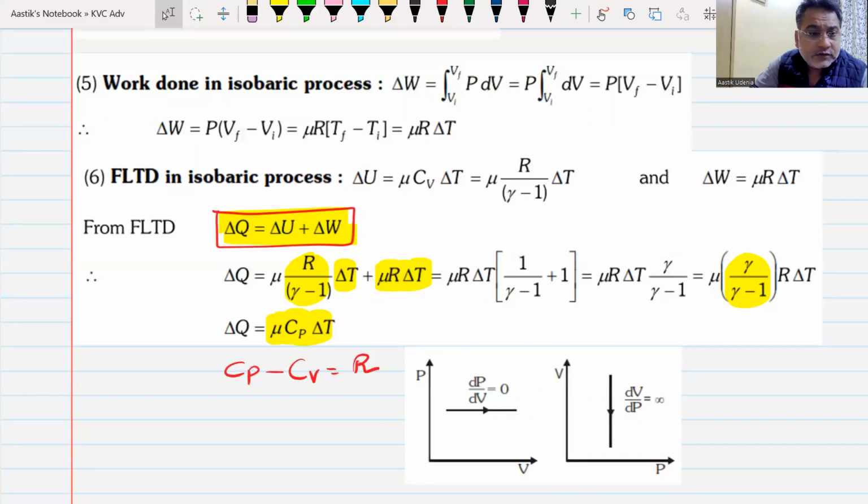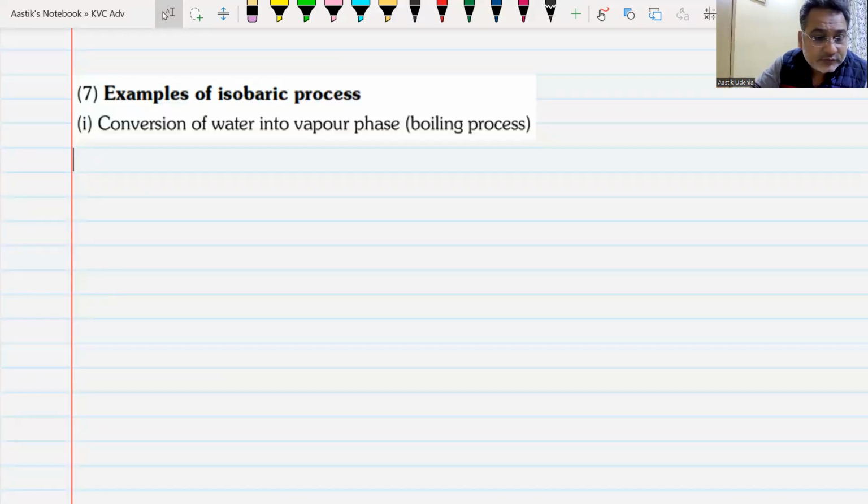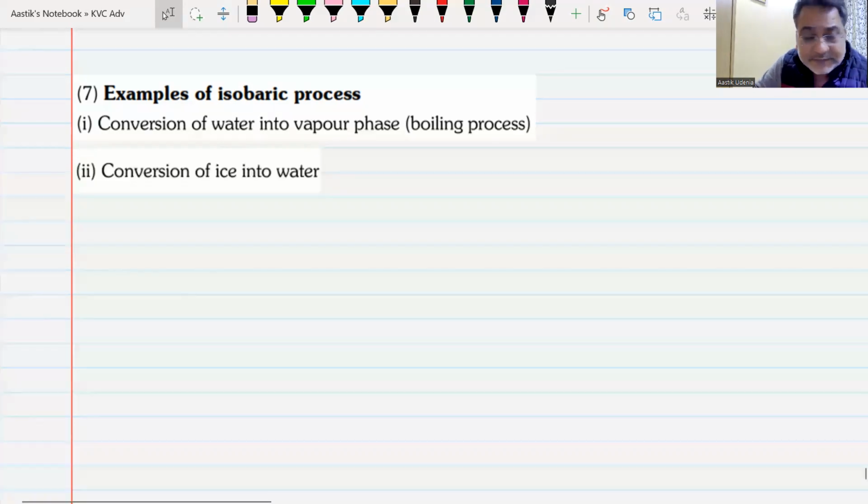Now, any process which takes place in such a way that it is open to atmosphere is an isobaric process. Do we understand this? Apart from those processes where it is open to atmosphere, the boiling process is an isobaric process. We had seen that in the previous question. Melting of ice into water is also an isobaric process. All these processes are isobaric. So remember this.